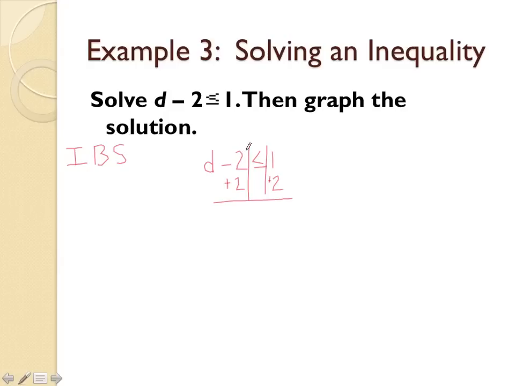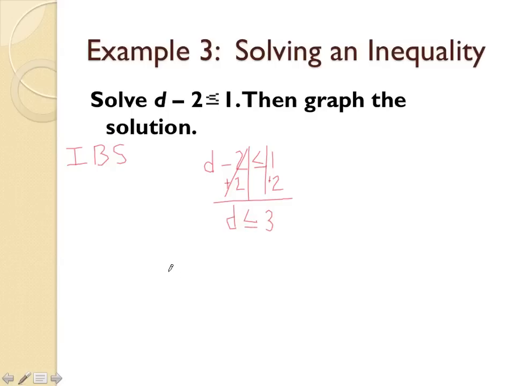Solving means to cross out what's going to cancel. These two are going to equal 0, so they cancel each other out. Bring down what's left over. So I'm bringing down the d. I've isolated my variable. Bring down your inequality sign, and then compute your answer. 1 plus 2 is 3. So my inequality, d, is less than or equal to 3.